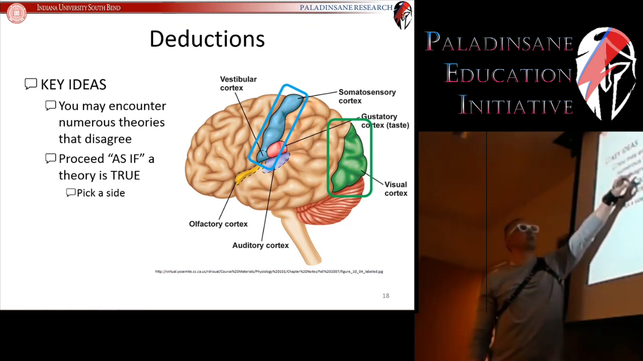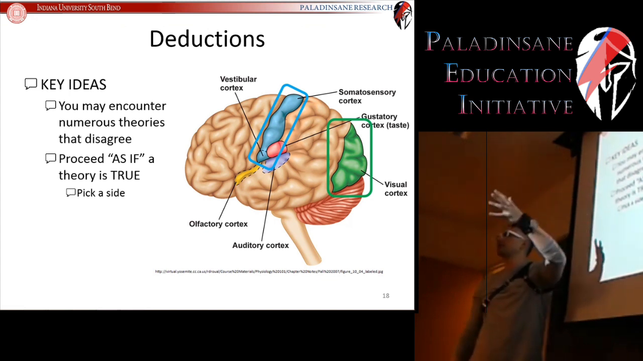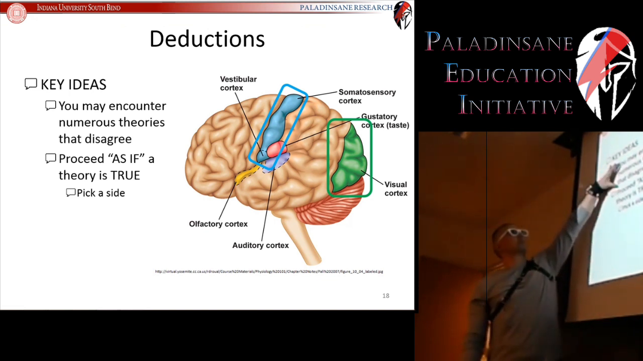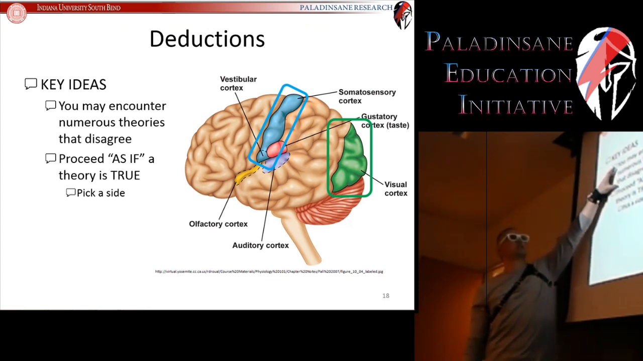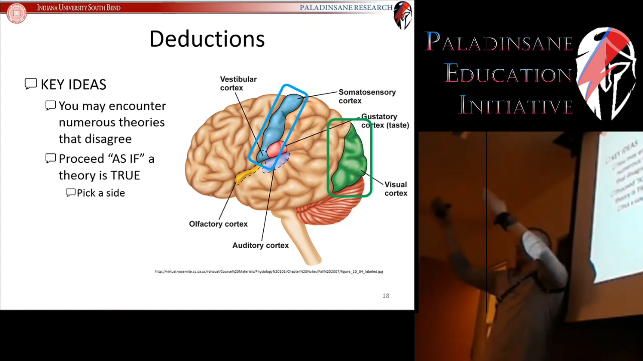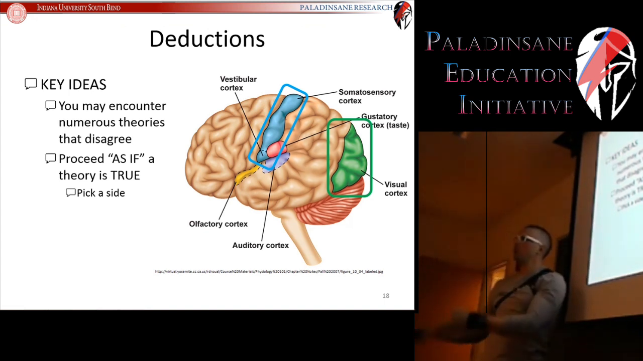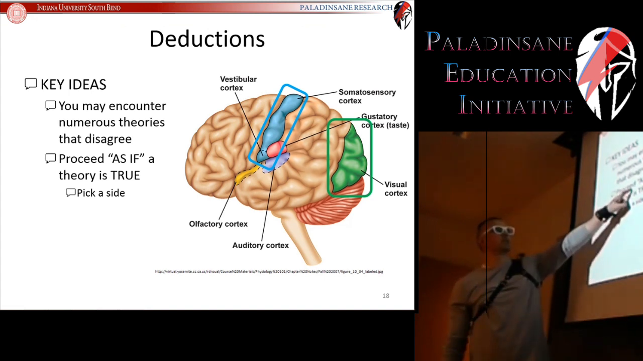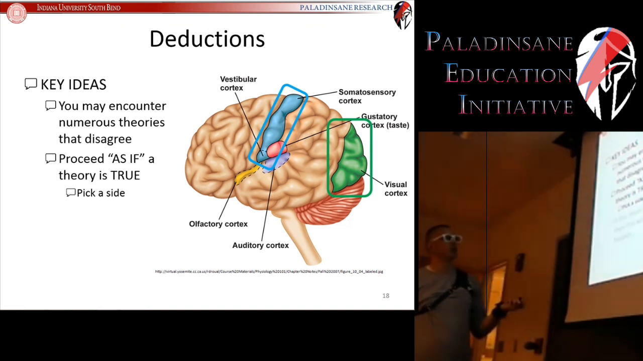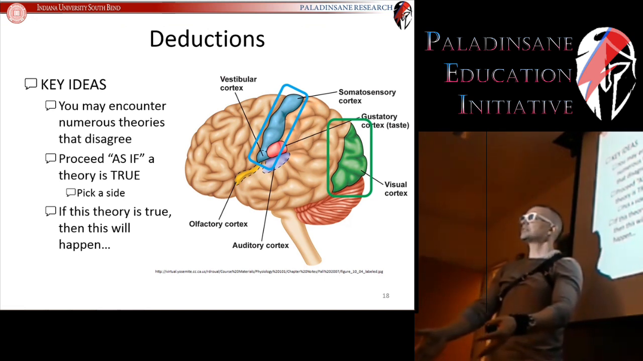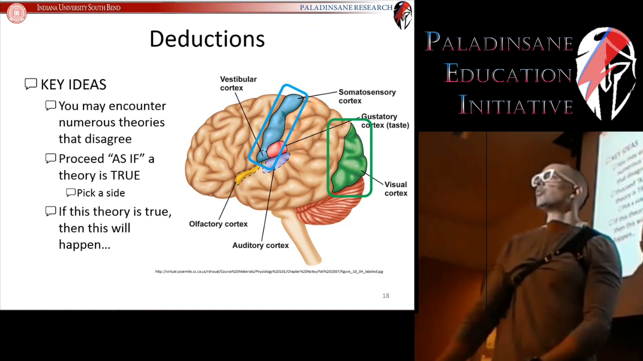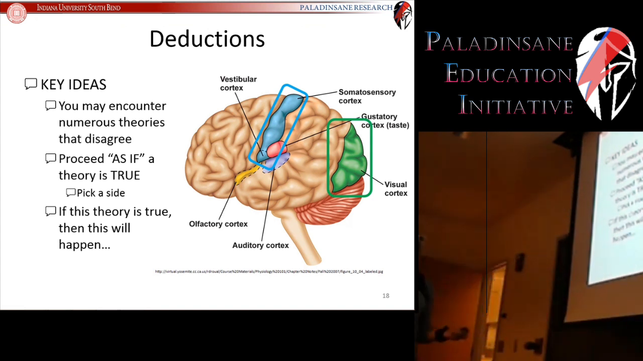So definitely you're going to encounter numerous theories that might explain the phenomenon that you're looking at. For whatever reason, pick the one that you like the best. Maybe it has the most support. Maybe it just makes the most sense to you. Whatever the reason, if you have competing theories, pick one general explanation, and then proceed as if that theory is true. And once again, if that theory is true and you apply it to this new situation, what will happen? What does that theory say is going to occur?